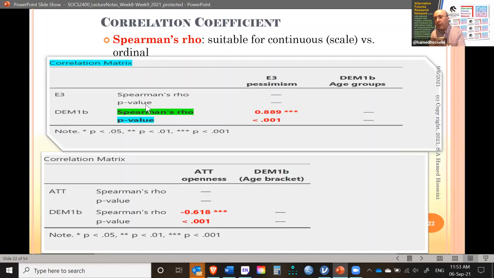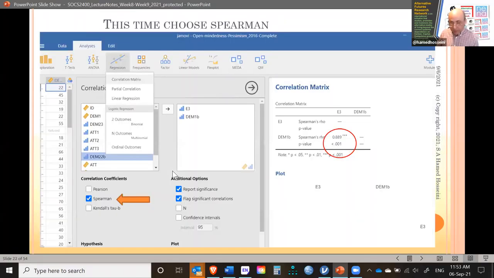So when you have continuous versus ordinal, we repeat that over and over again, so you will remember this until your end day. Okay, so when you have ordinal versus continuous, instead of Pearson, you go for a Spider-Man. Oh, sorry, a Spearman. And here again, as you can see, this time I have chosen a Spearman. I have ticked Spearman because, okay, E3 and DEM1B, I'm treating E3 as continuous, or you can say ordinal. So continuous and ordinal, or ordinal and ordinal, you need to go for a Spearman. And you can see again, the relationship is positive, pretty strong, right? 89%. And it's positive, strong and significant.